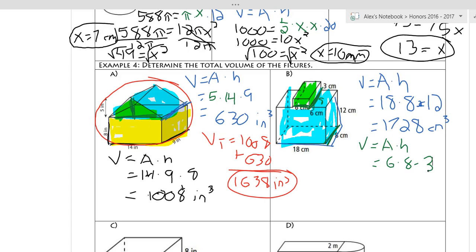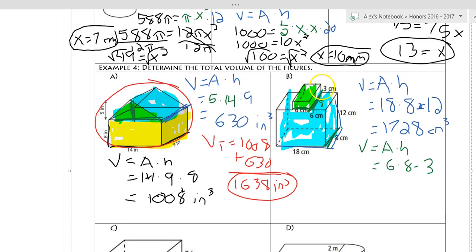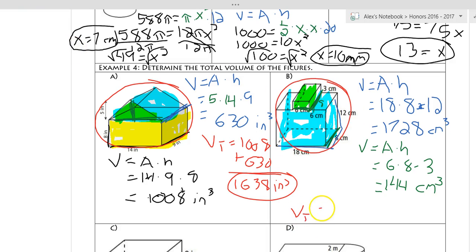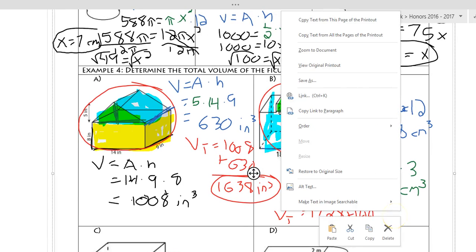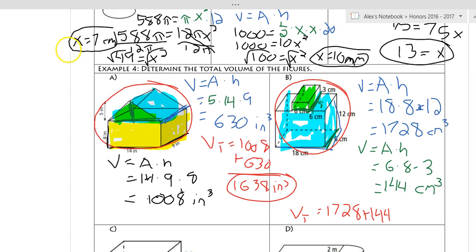And when I multiply those together, because my height here is 3, I get 144. Now, in order to get my total volume, I'm just adding them together. So I have 1728 plus 144. And when I add those together, I get 1,872, and again, centimeters cubed. So that's my total volume there.